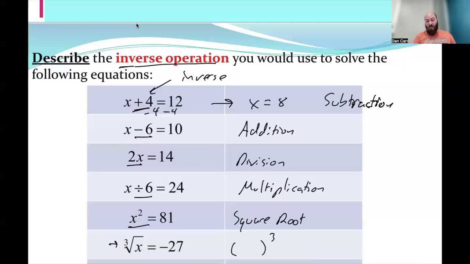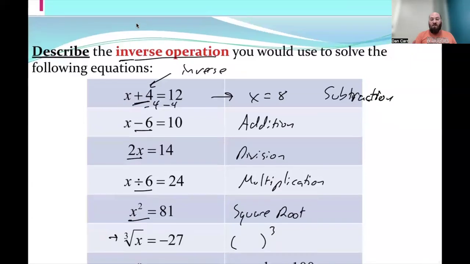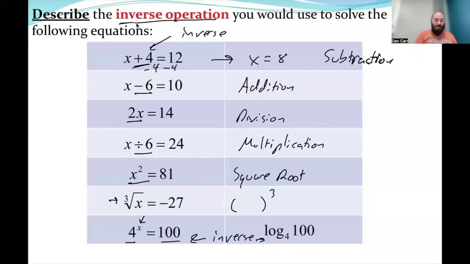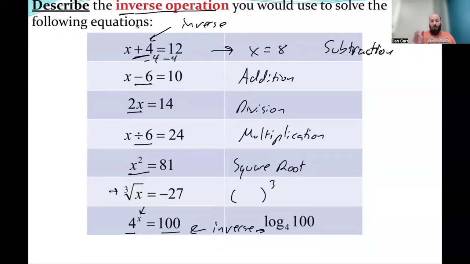That's our inverse idea. Well, our new idea is this one. How do we undo something like this? If I say 4 raised to some power is equal to 100, well, this is where logarithms come into play. This is my inverse here. So the inverse of exponential is a logarithm. That's our idea. Okay. So in this format, this is how our form is.